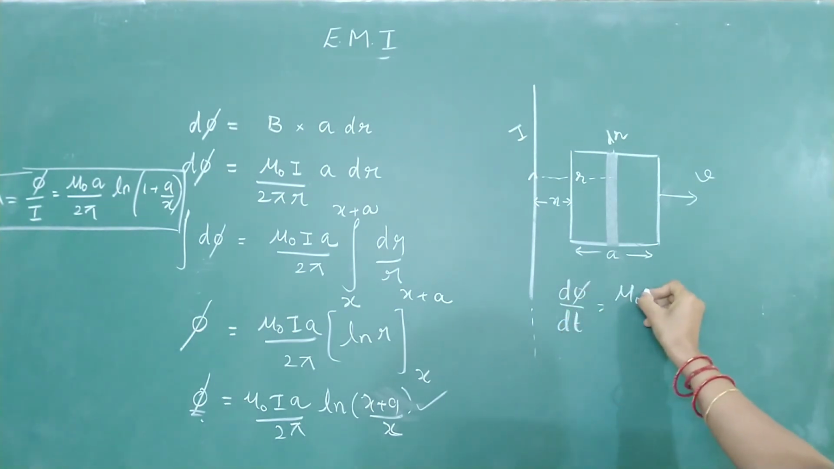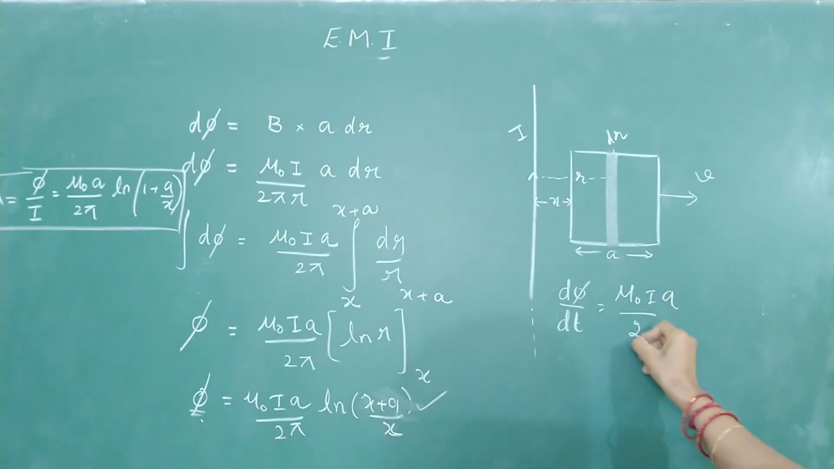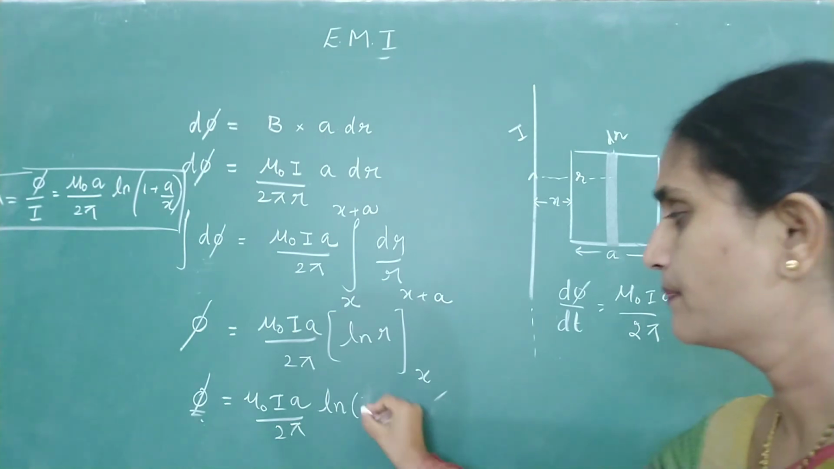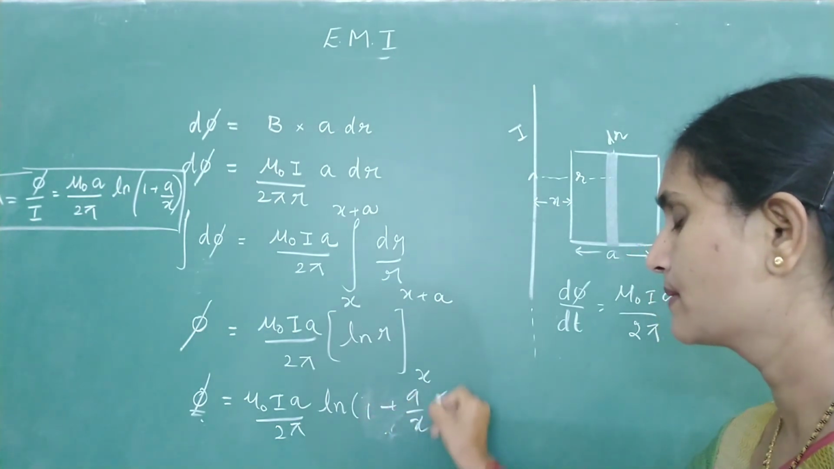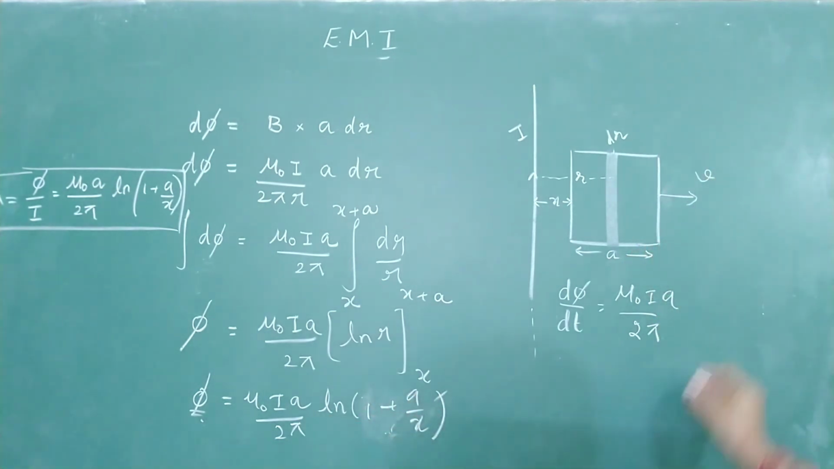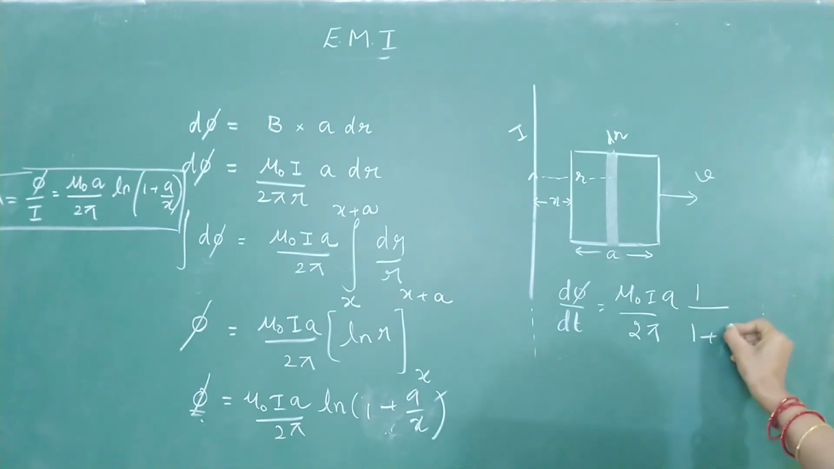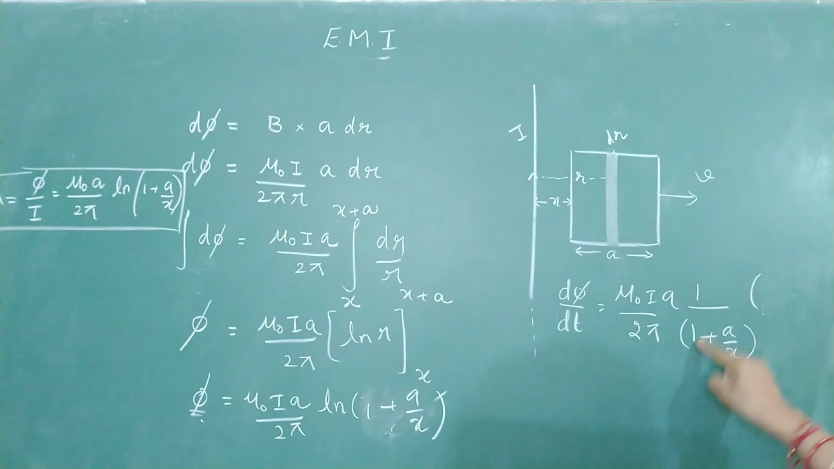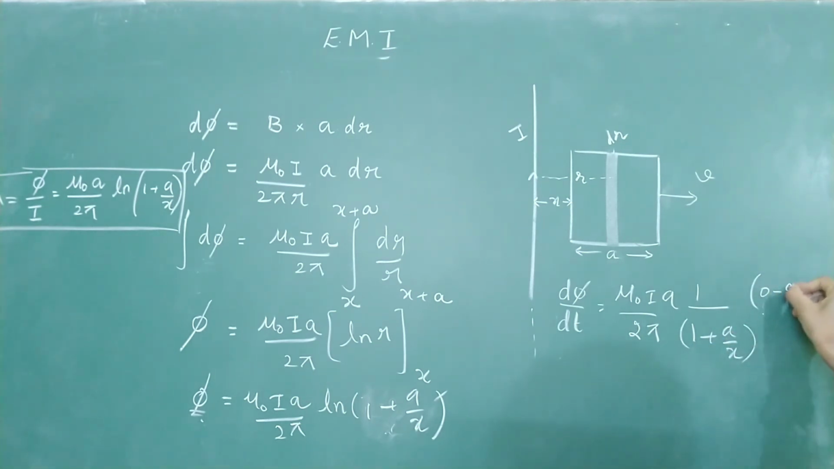Mu naught, I, A, and 2 pi are constants. Differential of log of 1 plus A by x: what is the differential of log x? It is 1 by 1 plus A by x. Don't stop. Again, differential of 1 plus A by x whole square. Differential of 1 is 0. Differential of A by x is minus A by x square into dx by dt.